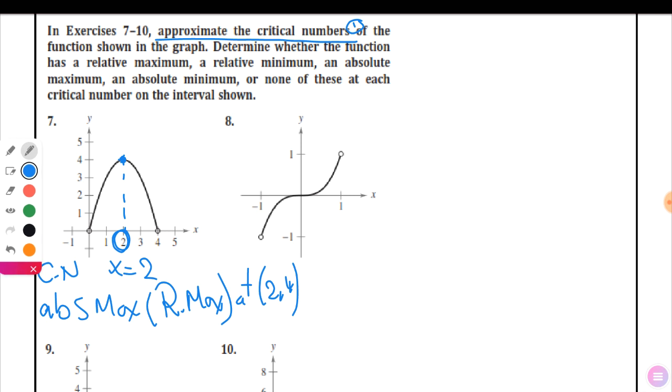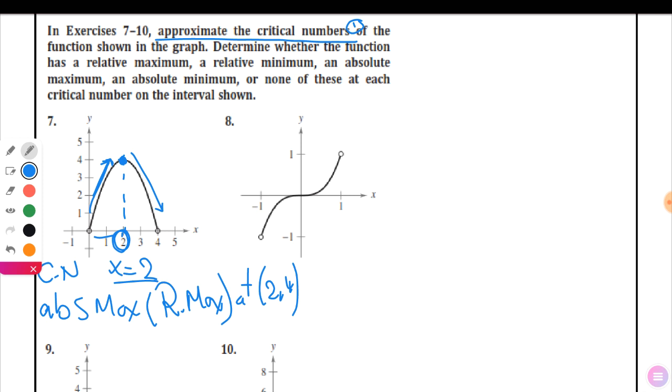Let me show you this one. In this case, at this critical number 2, the function changes behavior from increasing, as x increases the function increases, to what? Decreasing. Since the behavior of the function changes from increase to decrease, we have an absolute maximum or relative maximum. Okay? Clear or not clear? So, at any critical number, we have extrema if the behavior of the function changes. If the behavior of the function does not change, I don't have extrema. It is very, very important.